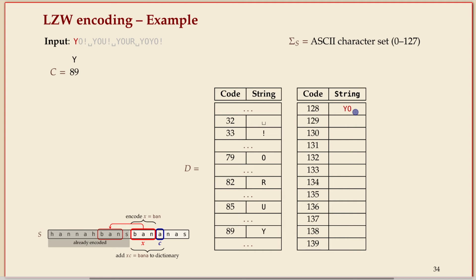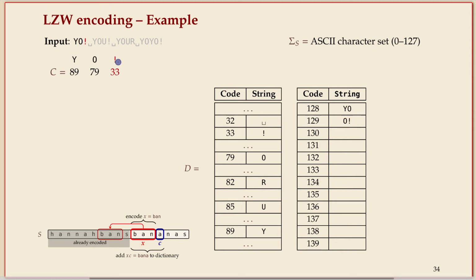Okay, then we keep on going. The next character we find is an O. There's nothing longer than the single O in the dictionary, so we encode this. But we add one more thing to the dictionary, which is O and the exclamation mark. Okay? This keeps going for a while like that.